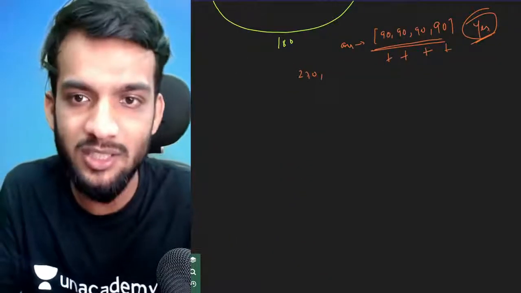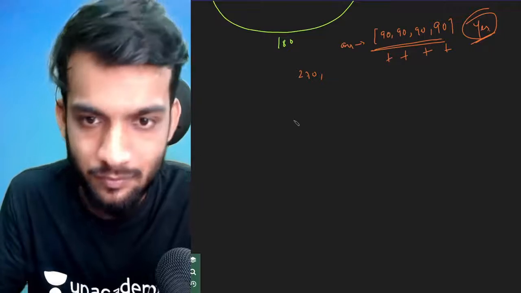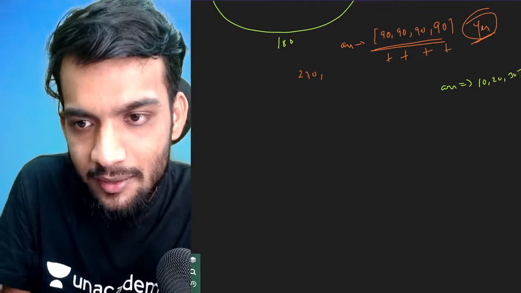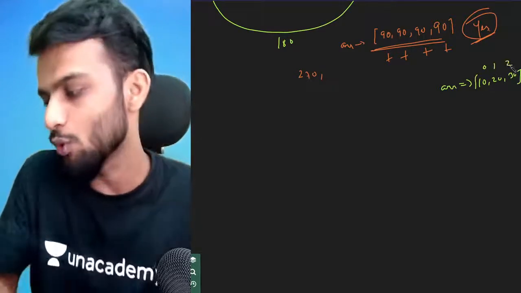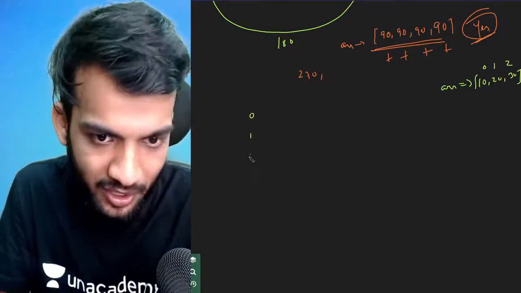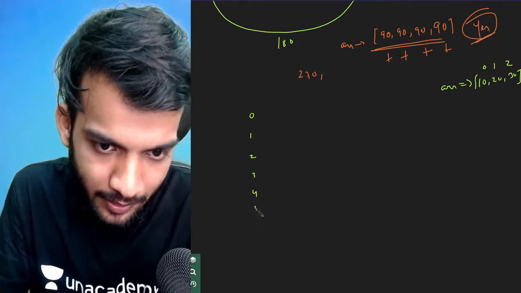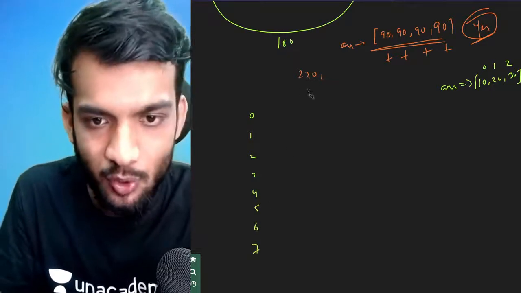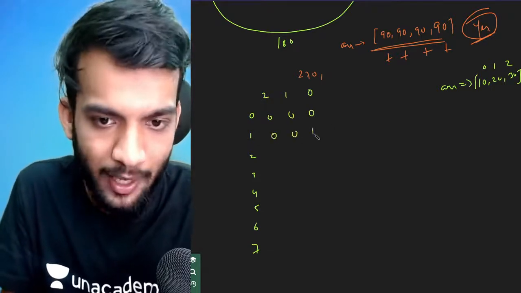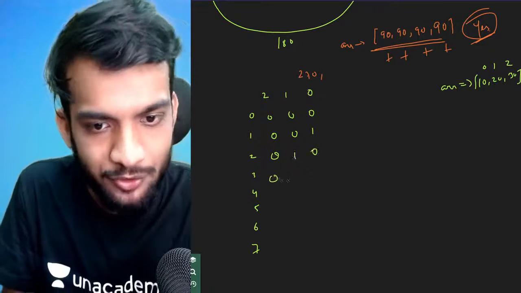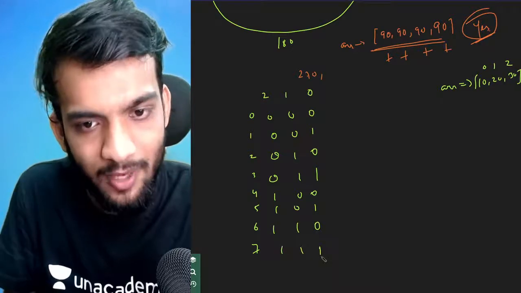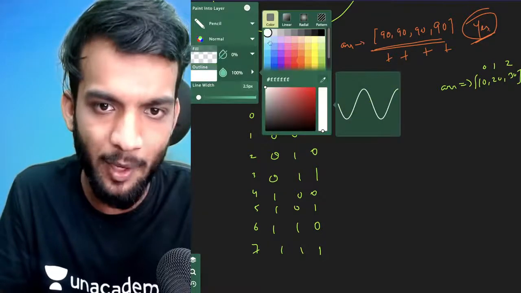For an example, let's take 10, 20, 30. The array was 10, 20, 30, with indices 0, 1, 2. So basically, if I write it as a power set, can I say it is 0 0 0, 0 0 1, 0 1 0, 0 1 1, 1 0 0, 1 0 1, 1 1 0, 1 1 1. This is how the power set will look, right?